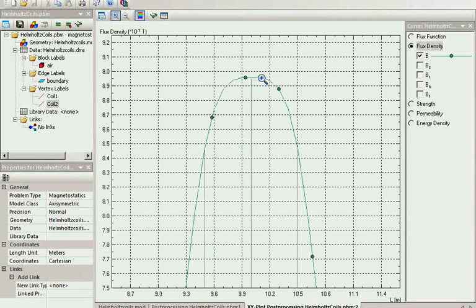This is the uniform magnetic field produced by a Helmholtz coil, and the air is located between coils. This is the third coil and this is the second coil.